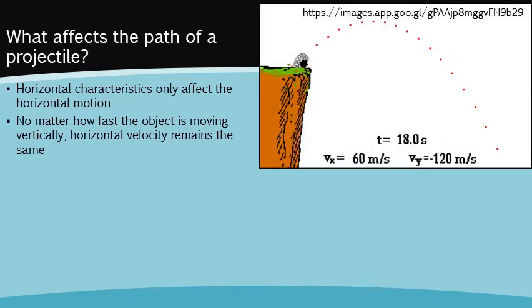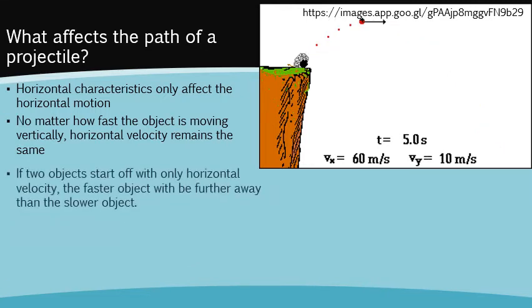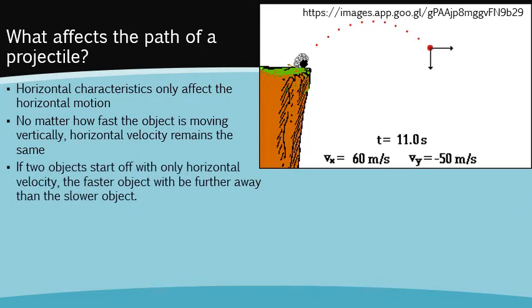If you look at this image here of a cannonball being shot out of a cannon, you will notice that as time goes on, you can see the path of the projectile. Not only that, but you'll notice that Vy is continuously changing, whereas Vx is remaining constant the entire time. If two objects start off with only horizontal velocity, the faster object will be further away than the slower object.